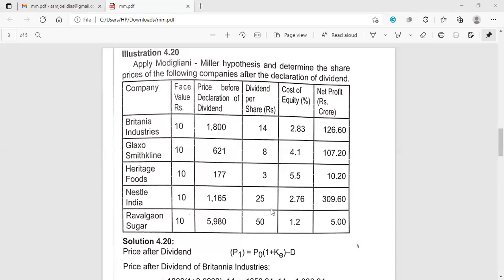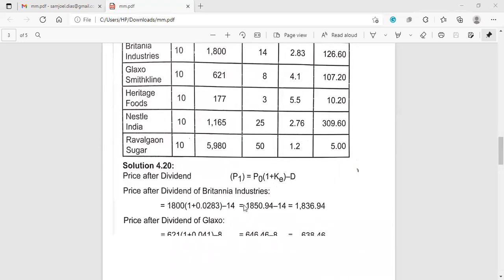Nestle India, face value 10, price before declaration of dividend 1165, dividend per share 25, cost of equity 2.76, net profit 309.60. Ravalgaon Sugar, face value 10, price before declaration of dividend 5,980, dividend per share 50, cost of equity 1.2, net profit 5 crores. So this is about the problem.